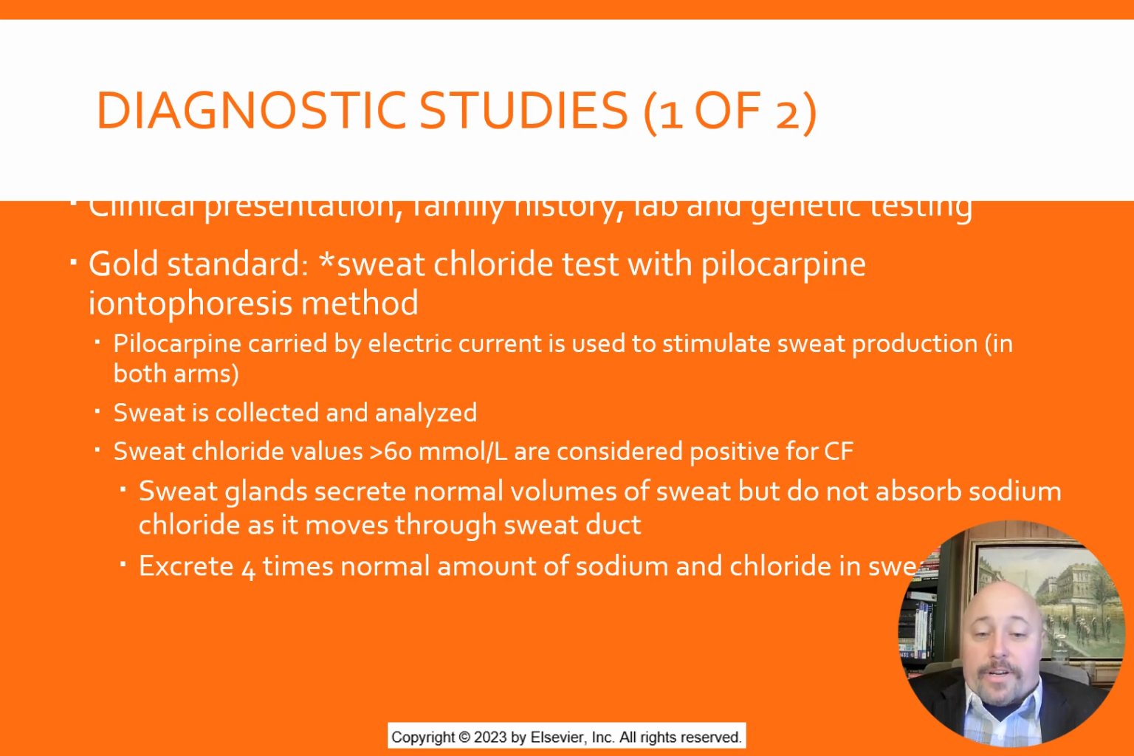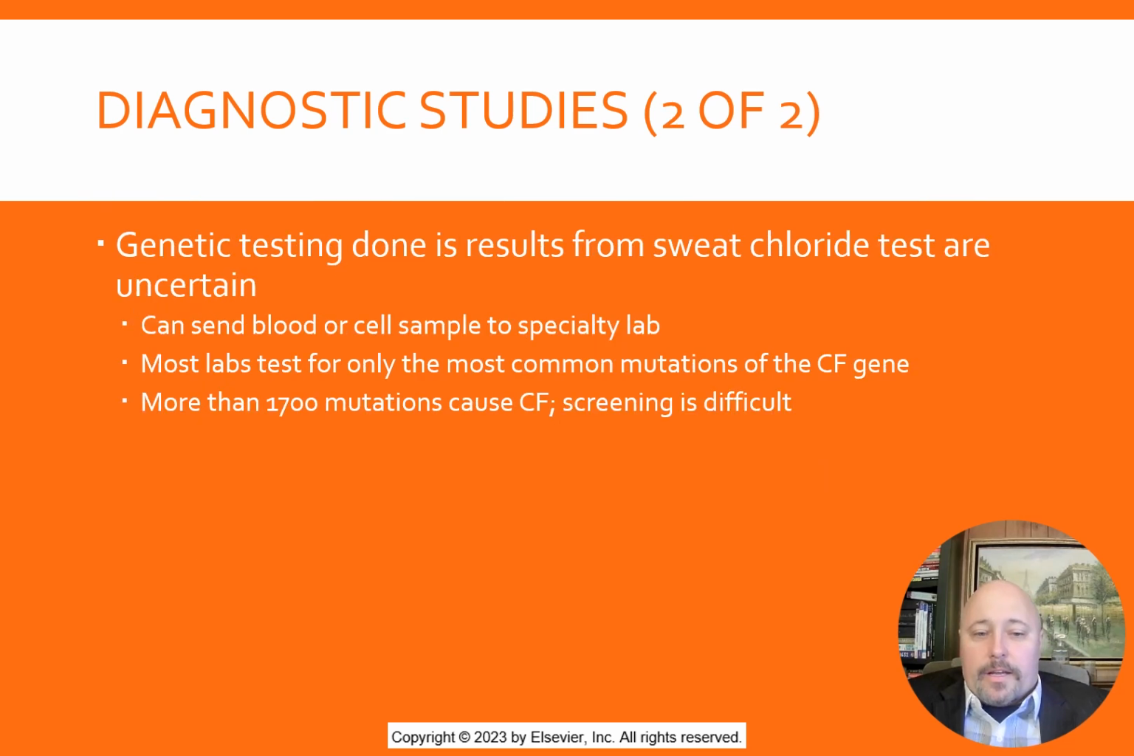The gold standard in identifying cystic fibrosis is the sweat chloride test. Genetic testing is done as results from sweat chloride tests are uncertain. They can send blood or small cell samples specially to the lab. Most labs test only for the most common mutations of the CF gene, though. There are more than 1,700 mutations that could cause CF, making screening difficult.